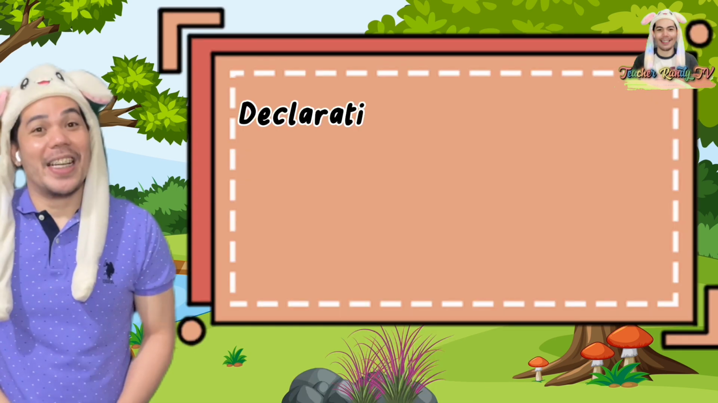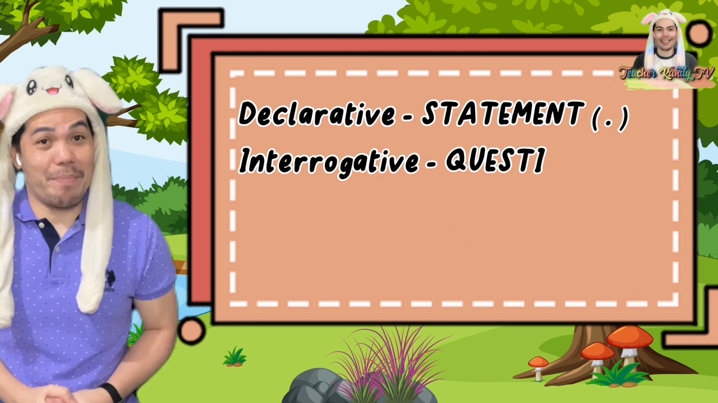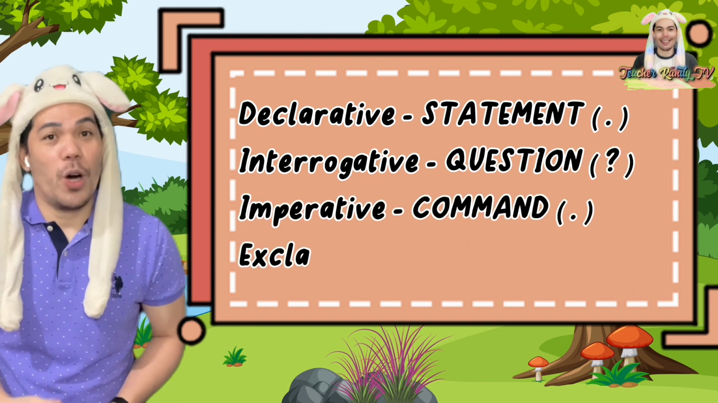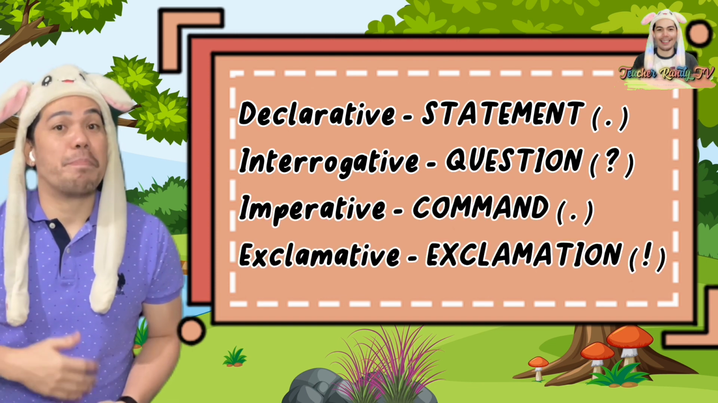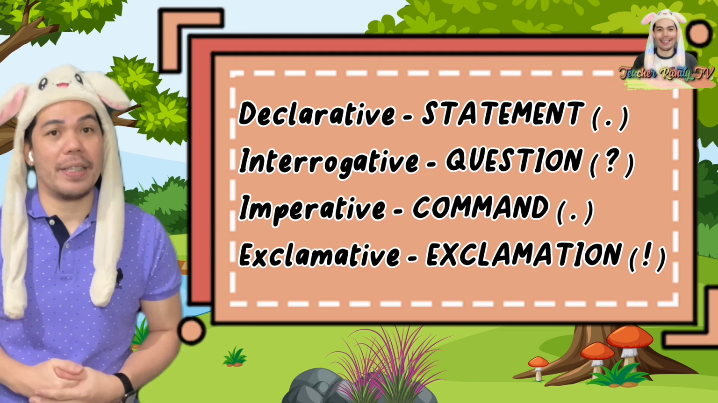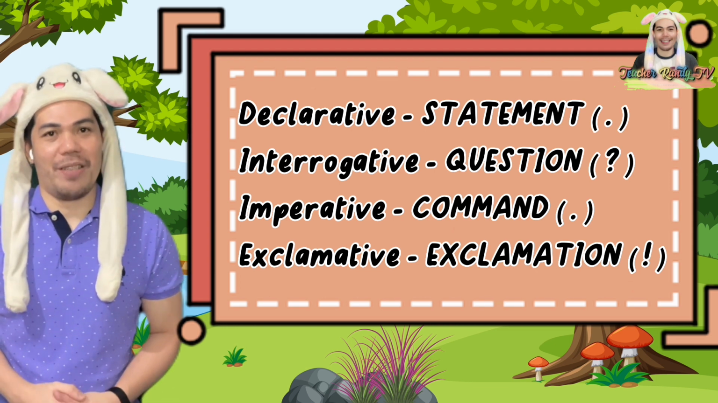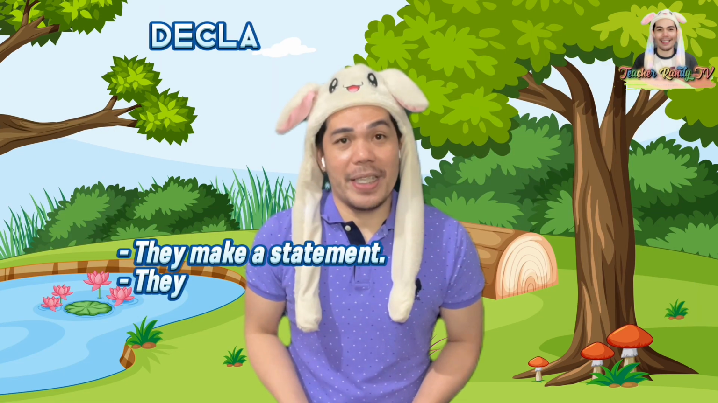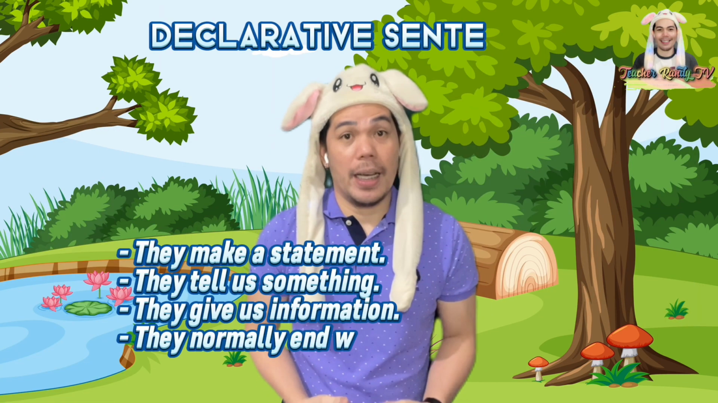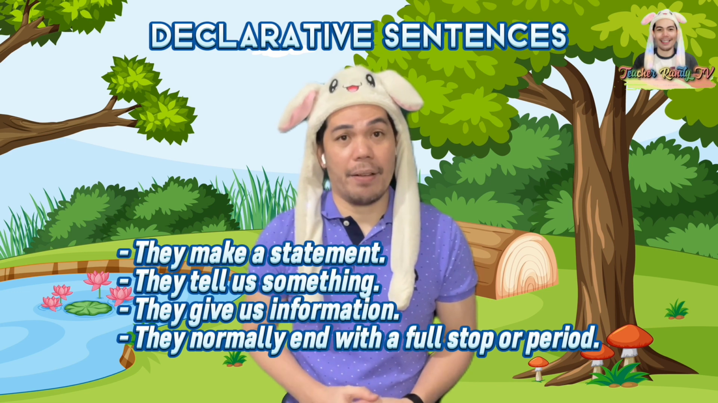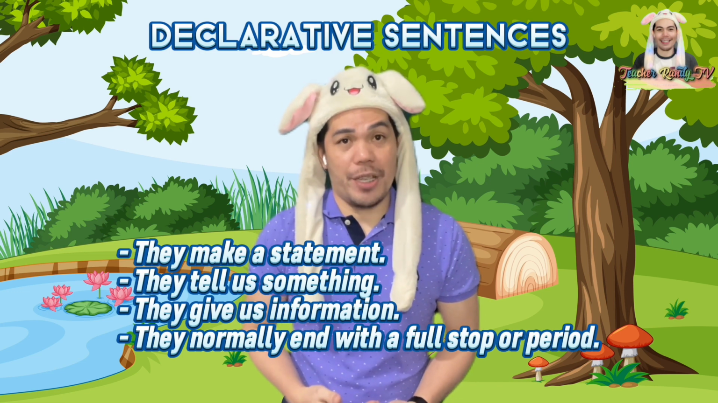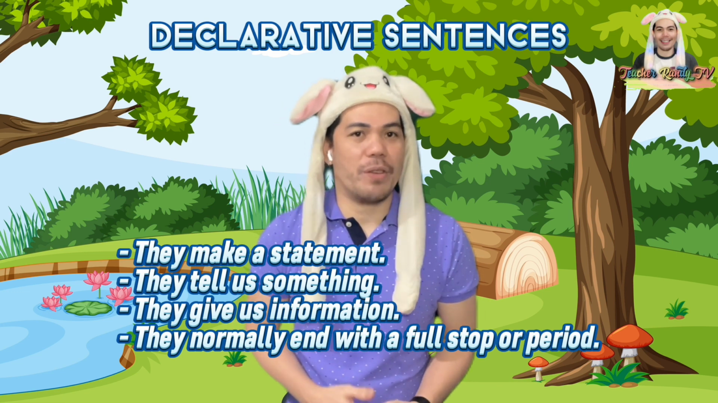These are the 4 different types of a sentence. Declarative, which is a statement. Interrogative, which is a question. Imperative, which is a command. And exclamative, which is an exclamation. Declarative sentences make a statement. They tell us something. They give us information. And they normally end with a full stop or period.